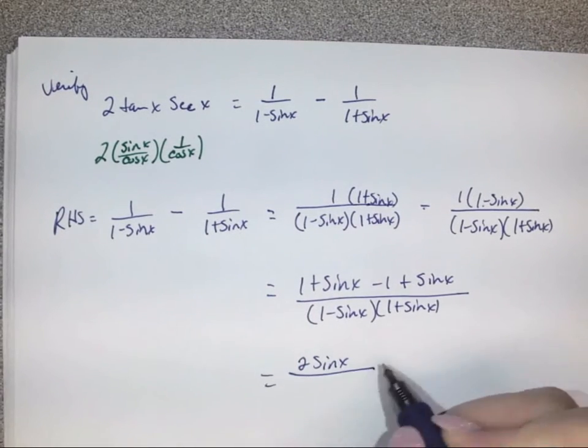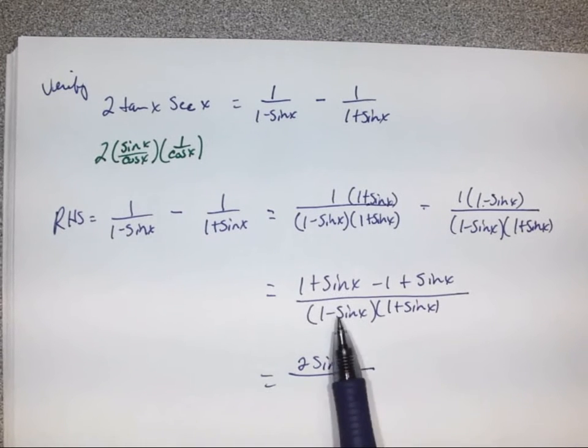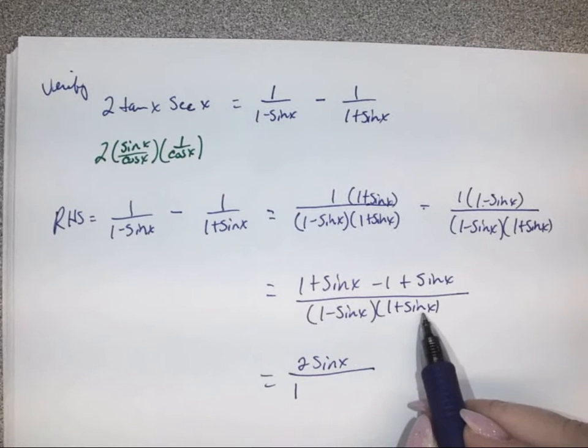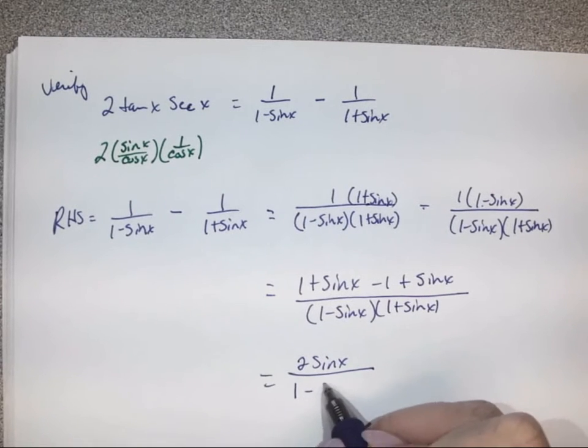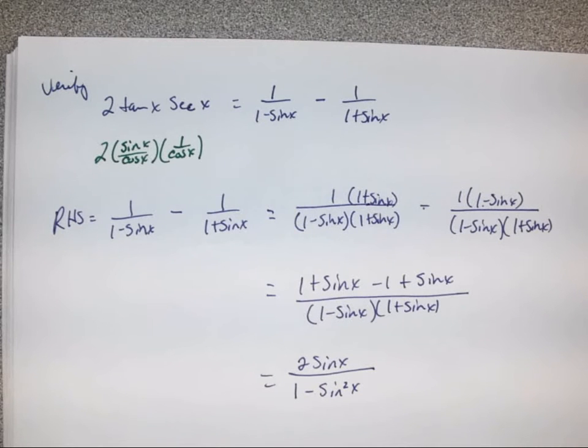So this is where I'm going to look at my denominator and go, this is the difference of squares. Same thing times itself. With the difference of squares, the middle terms cancel when we FOIL out or distribute. So we'll have 1 times 1, and then sine x times sine x would be sine squared x, so minus sine squared x. And we know that 1 minus sine squared x would be equal to cosine squared x. So 2 times sine x over cosine squared x.